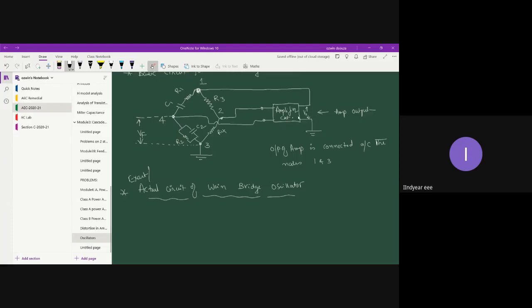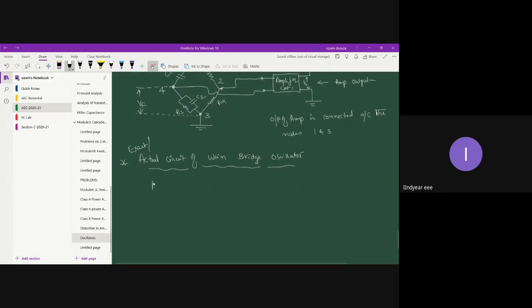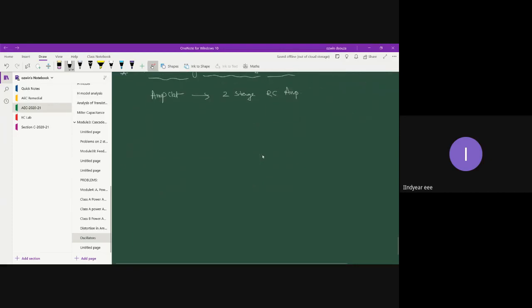So let me draw the amplifier circuit and then connect it to the bridge circuit. Now, in the previous discussion, you have come to know that the amplifier circuit consists of a two-stage RC coupled amplifier. So what I need to draw presently is a two-stage RC coupled amplifier circuit, and then you can connect this amplifier circuit to the bridge network. All right then. So let me construct a two-stage RC coupled amplifier circuit.